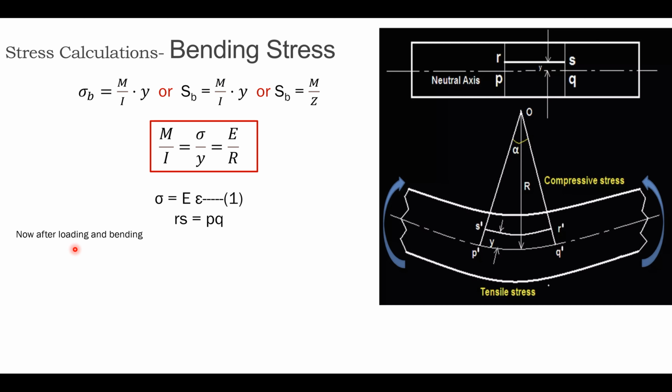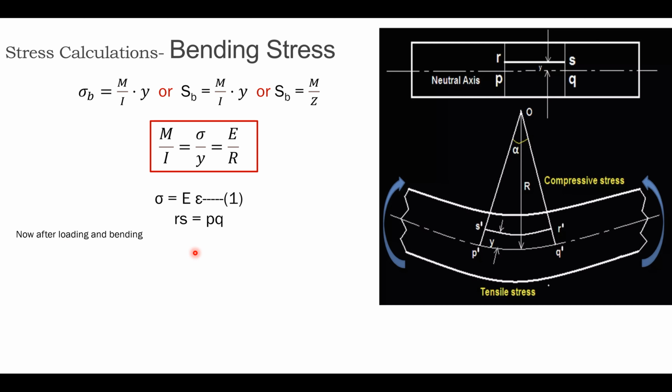So when there is no loading, RS, the strip at a distance y from the neutral axis, is equal to PQ. Now let's apply the loading. When the pipe is in a bending condition, the top fiber of the pipe will be under compression and the bottom fiber of the pipe will be under tension. So at this location we'll get the tensile stresses, and at this location we'll get the compressive stresses. But at the neutral axis, or axis of the pipe, there will be no stress.